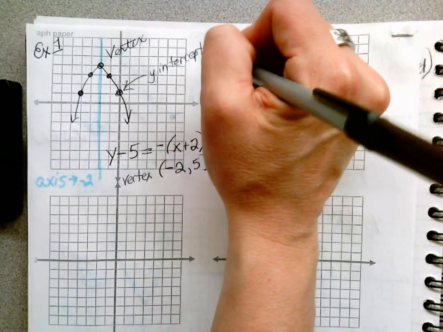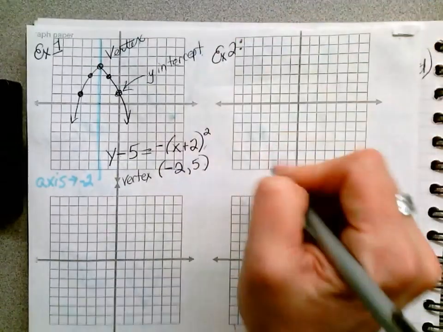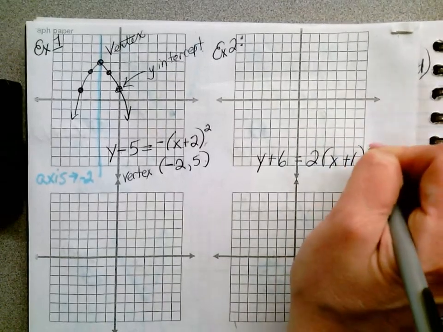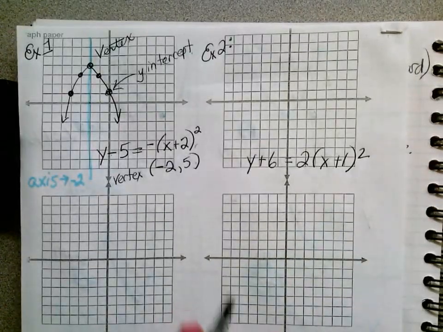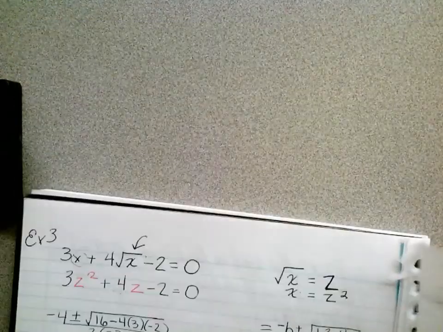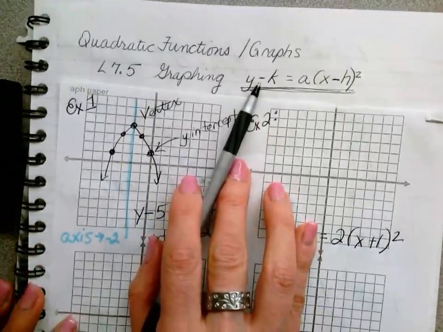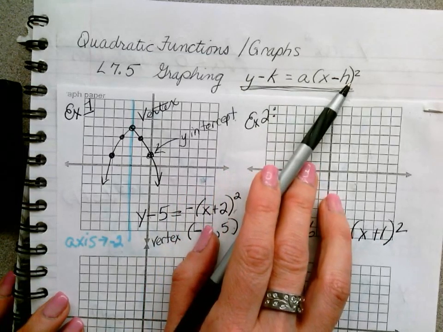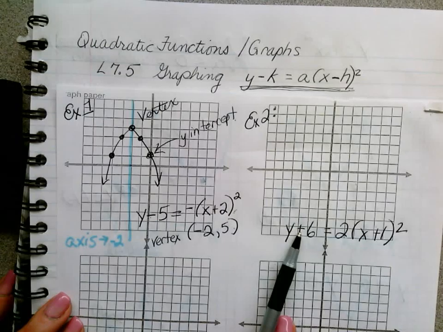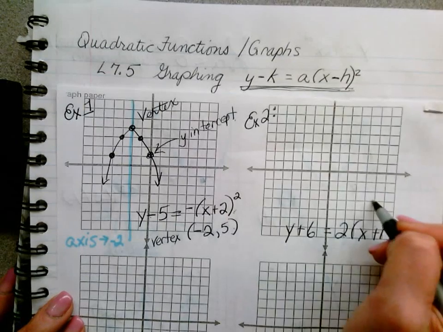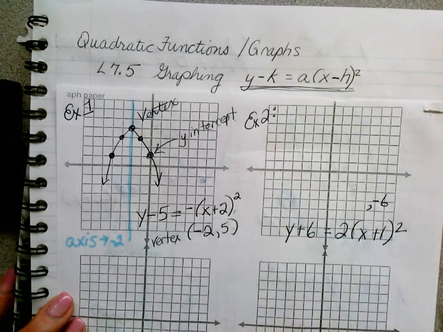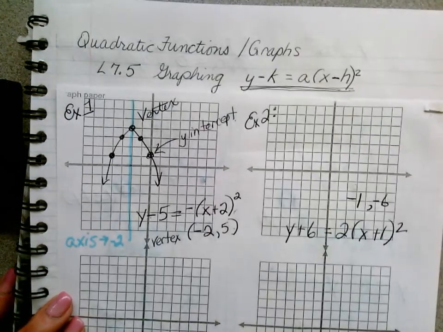Example 2. Graph y plus 6 equals 2 times x plus 1 squared. Okay. Remember the original formula, the one we started with, that big long formula that I told you I would teach you. This is where we're at now. Here it is. Y minus k is equal to a times x minus h squared. Okay? If I have a positive number here, that means the y value is a negative 6. Okay? If I have a positive number here, that means my x value is a negative 1.